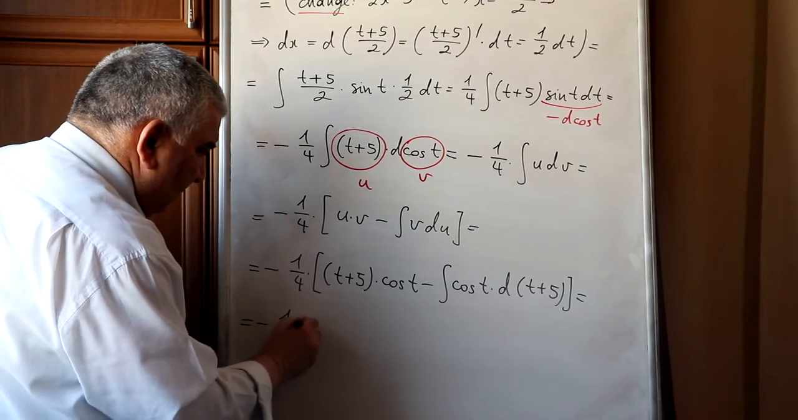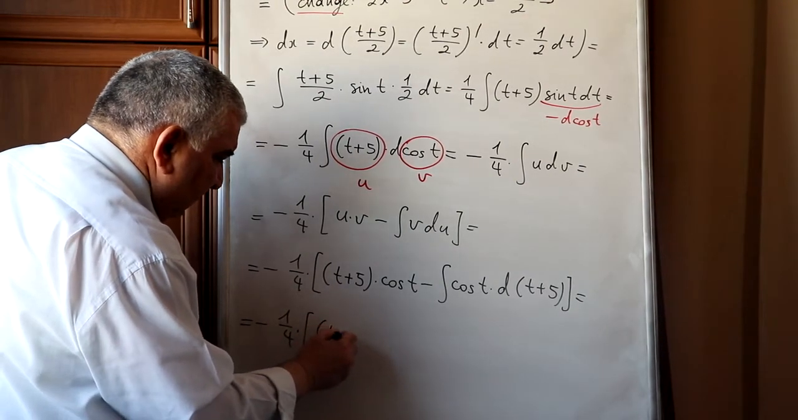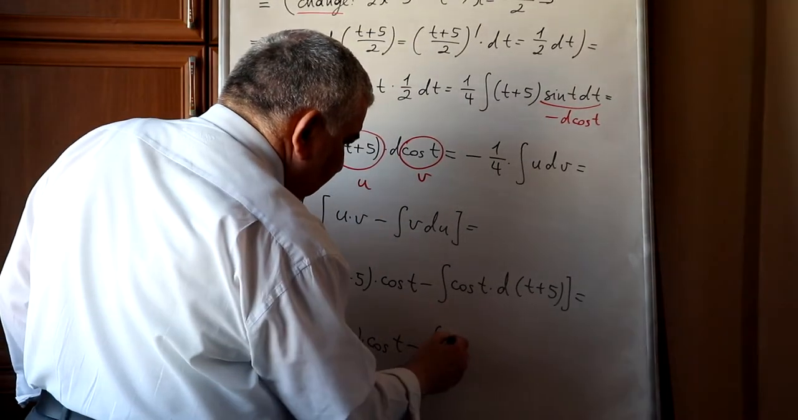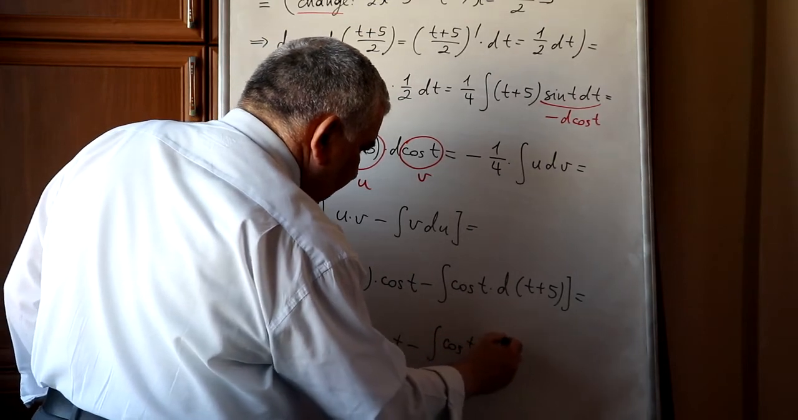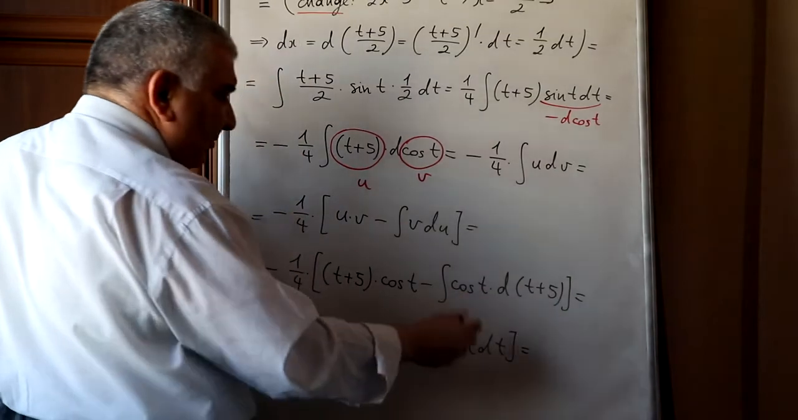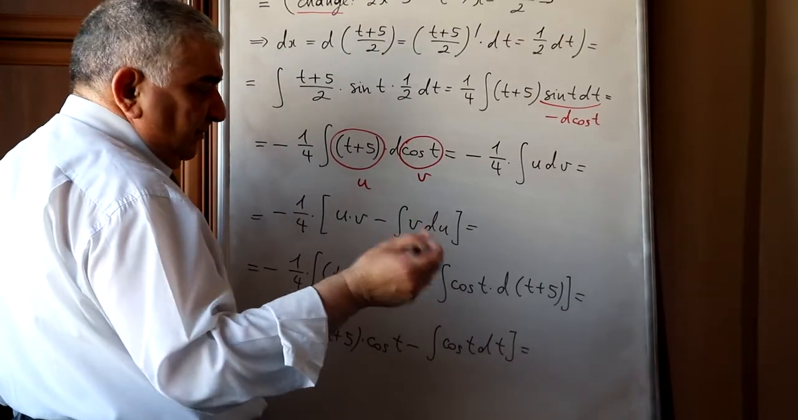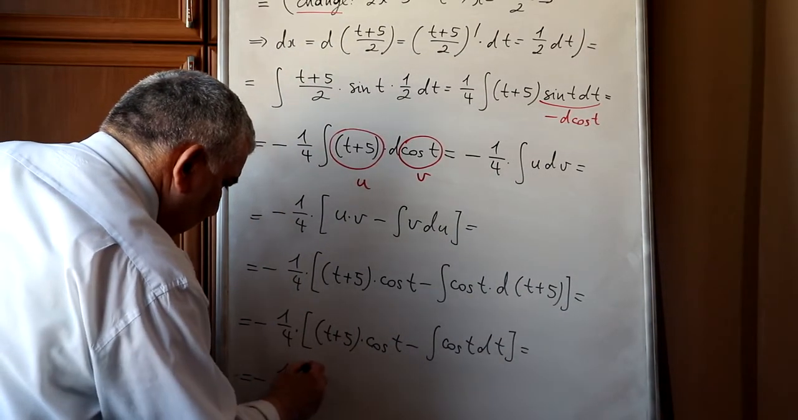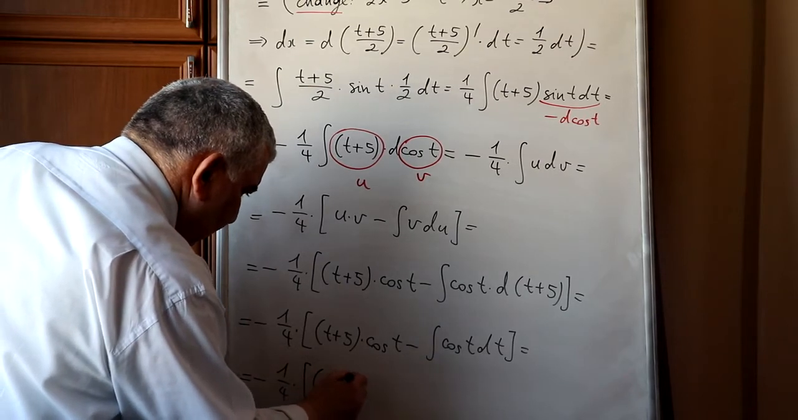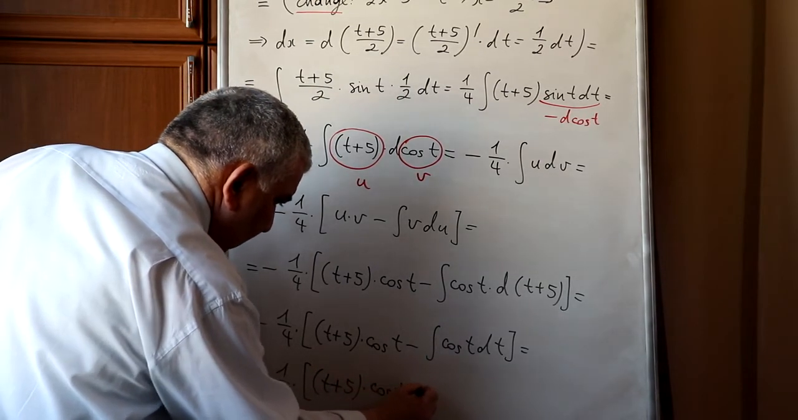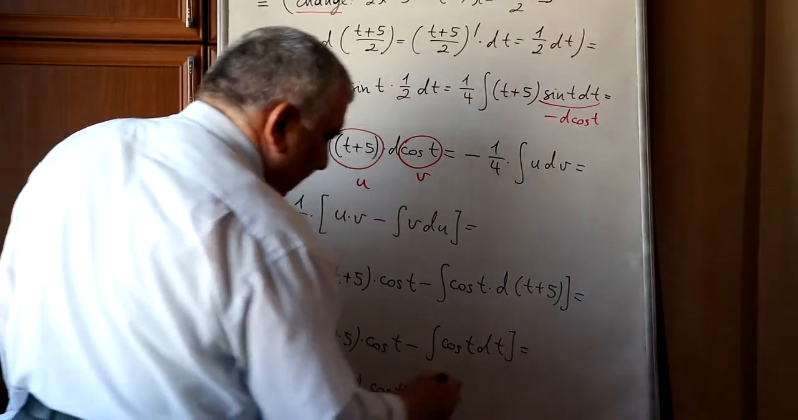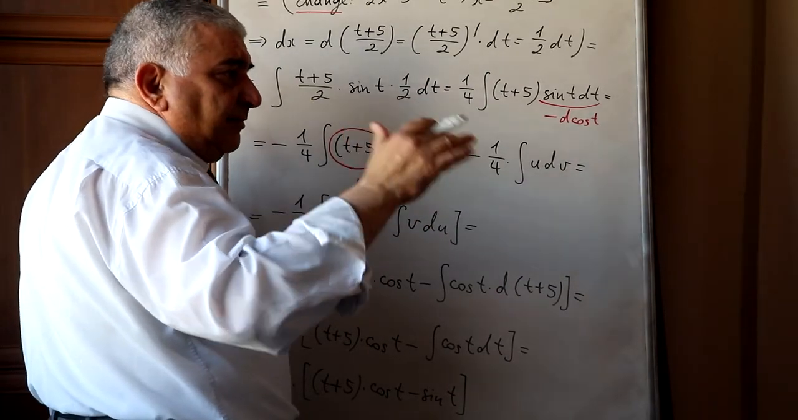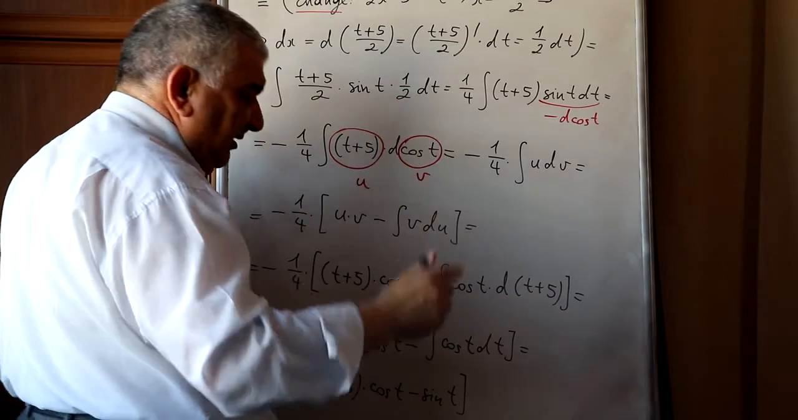Then continue. Minus 1/4 multiplied by (t plus 5) multiplied by cosine t minus integral cosine t dt. But it is the table integral, and integral cosine t dt is simply sine t. Equals minus 1/4 multiplied by ((t plus 5) cosine t minus sine t), and then after the last integral we must add the arbitrary constant named the integral constant, plus c.